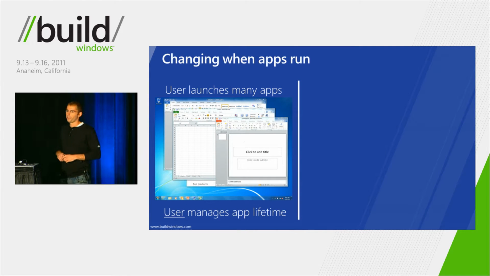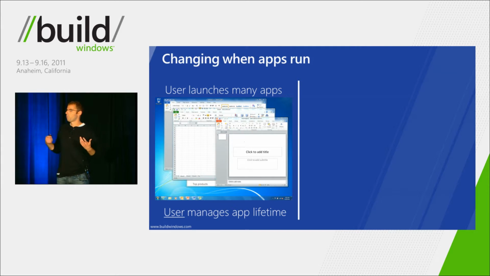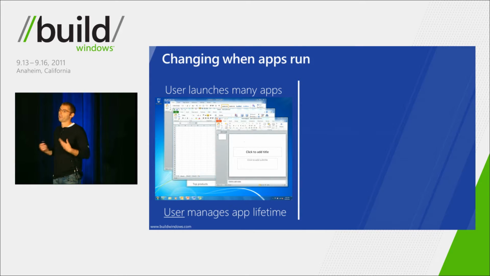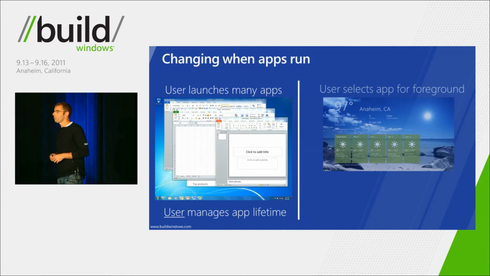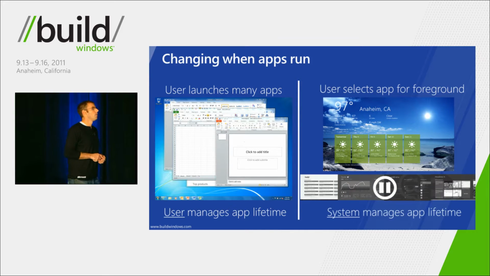So let's take a look at Windows 7. In Windows 7, the model was you would launch applications, and the user would be responsible for managing the lifetime. Users would close applications when they were done with them, or they would close apps when they wanted better battery life or better system performance. In Windows 8, we have a different model. We say we're going to focus on the foreground app. That's the most important app in the system. Then we take apps that are in the background and we pause them so they have no impact on system performance. So the system manages what applications get to run, not the user.